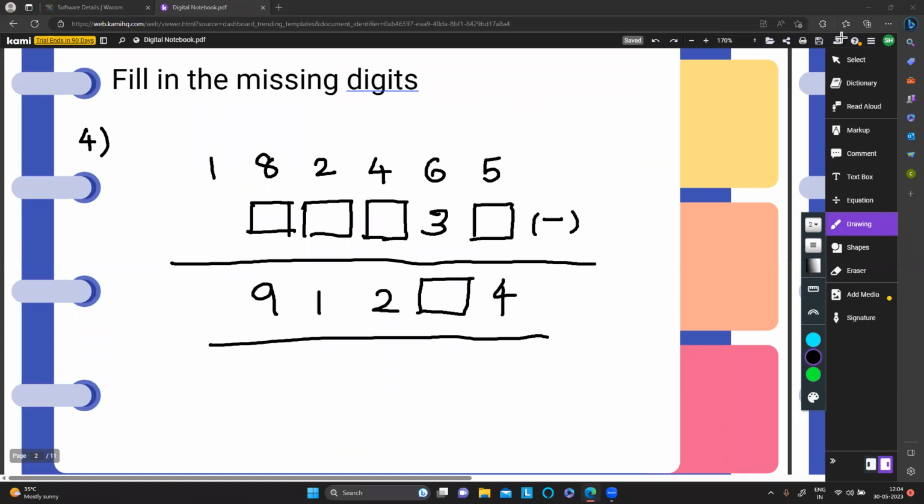So when you're subtracting 1 from 5, you will end up with 4. Again, 6 minus 3 will give you 3 here. 4 minus 2 is 2. 2 minus 1 is 1. 18 minus 9 is 9. This is the answer for this question. Now, second problem, we'll have a little bit of borrowing and then we will fill up the blanks. Okay.